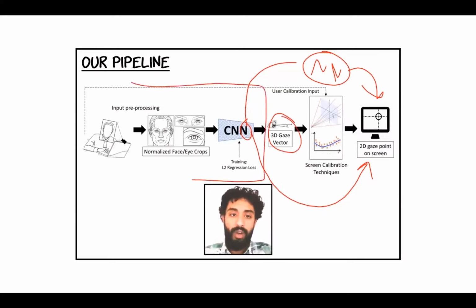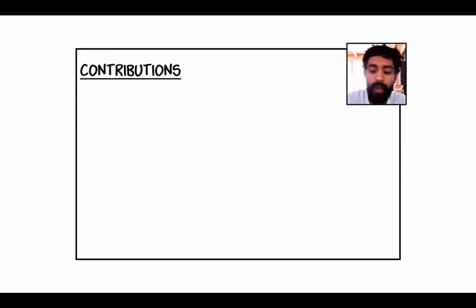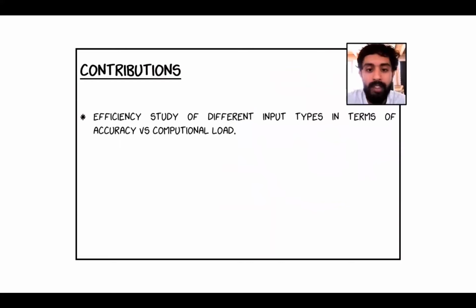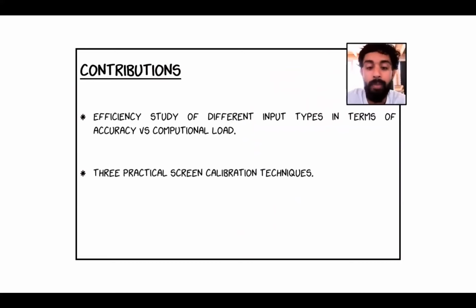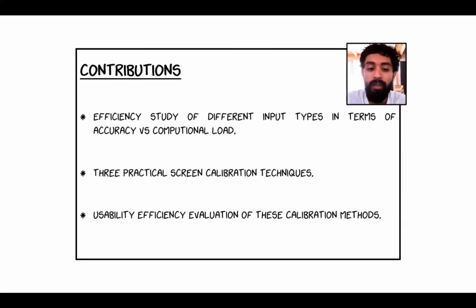And therefore, the whole first part of the pipeline could in theory be swapped out for something that is more accurate or can run faster. The main contributions of our work are as follows. We perform a study of efficiency of the different input types that could be used to predict the gaze vectors in terms of their accuracy versus computational load. We demonstrate 3 practical calibration techniques that can map gaze vectors onto points on screen. And we perform a usability efficiency study of these calibration methods to figure out how tedious or easy these methods are.